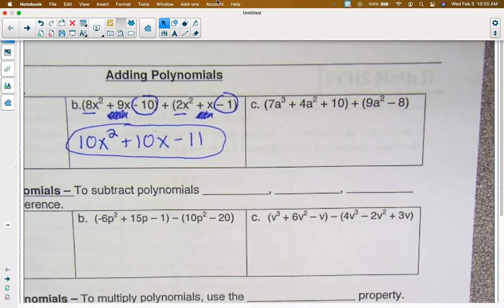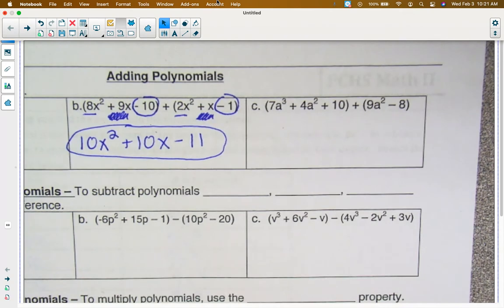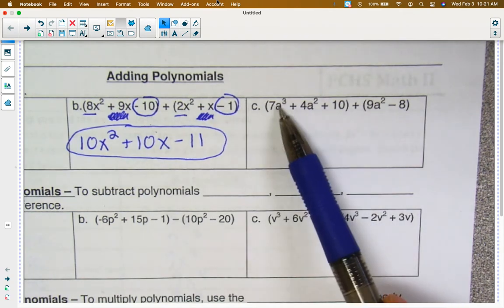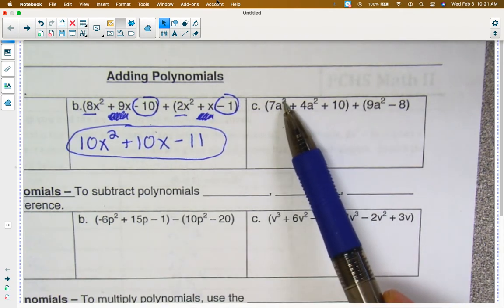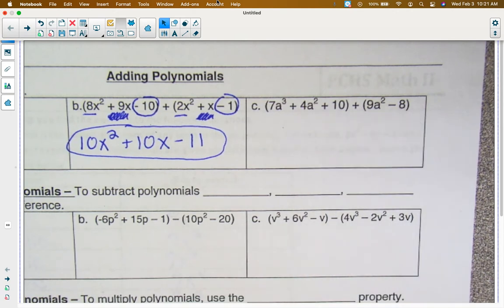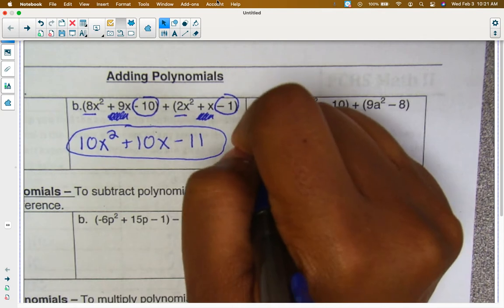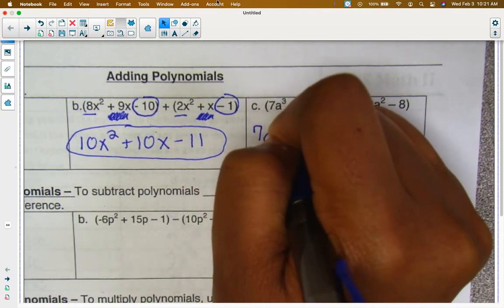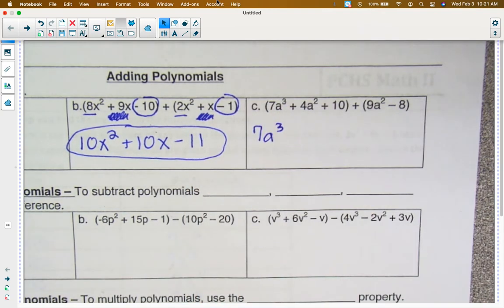Last one, like terms. If I'm looking here, I don't see anything that goes with this a to the third power, and that's okay. So nothing goes with that. You want to write your answer from the biggest exponent to the smallest. So this 7a to the third, nothing went with that. So I just brought it on down.